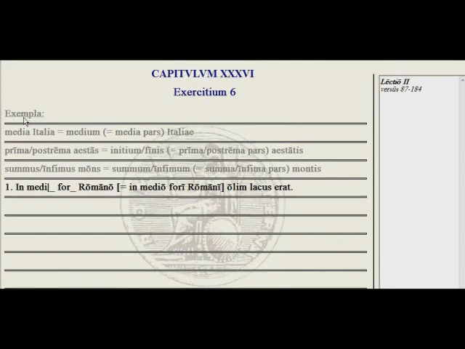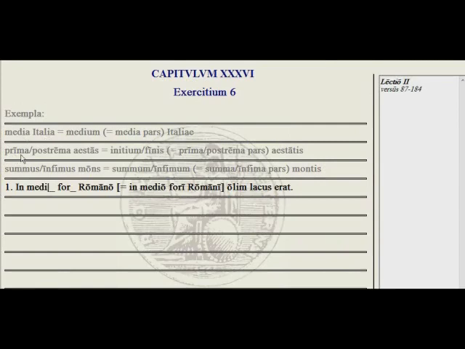Here we have some examples of ways of using adjective-noun combinations. So we have Media Italia. Media is the adjective from Medius, -a, -um, Italia, the noun of Italy. So Media Italia literally means Middle Italy. Maybe think of Tolkien's description of Middle Earth, Middle Italy, but we wouldn't say it that way. We would say it more like Medium Italiae, the middle of Italy, or the Media Pars Italiae, the middle part of Italy. But when you see Media Italia, that's how you should translate it, the middle of Italy.